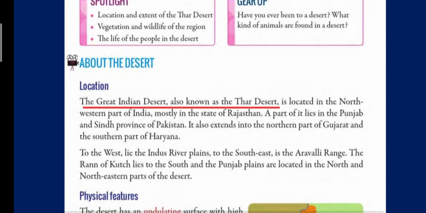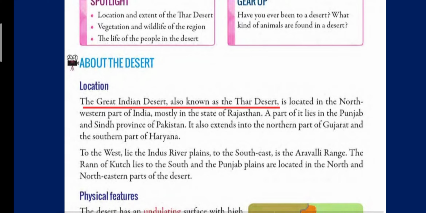Location. The Great Indian Desert, also known as the Thar Desert, is located in the northwestern part of India, mostly in the state of Rajasthan. A part of it lies in the Punjab and Sindh province of Pakistan. It also extends into the northern part of Gujarat and the southern part of Haryana.